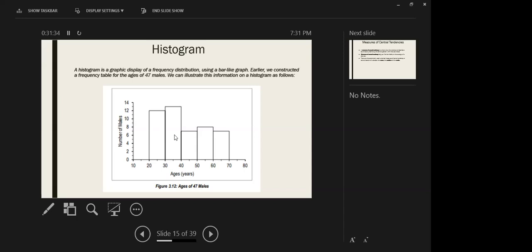Now, if you backtrack a little bit, when we were talking about the frequency table, we had a column called the frequency, right? Where you are grouping each and every variable based on the specific category that they fall into. So if you plot a bar graph based on those frequencies, it's called a histogram, right? So a histogram is a graphic display of frequency distribution.